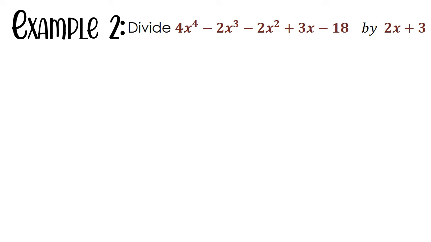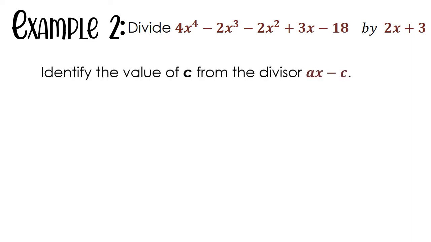Now let's have another example in synthetic division. Divide 4x raised to 4 minus 2x cubed minus 2x squared plus 3x minus 18 by 2x plus 3. As you can see, the first term of our divisor has a numerical coefficient more than 1. So how are we going to get the value of c?